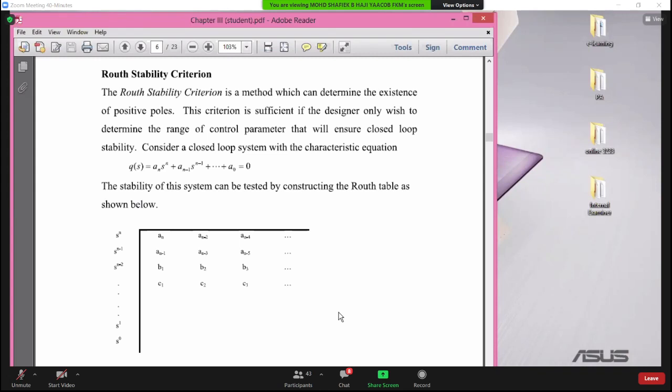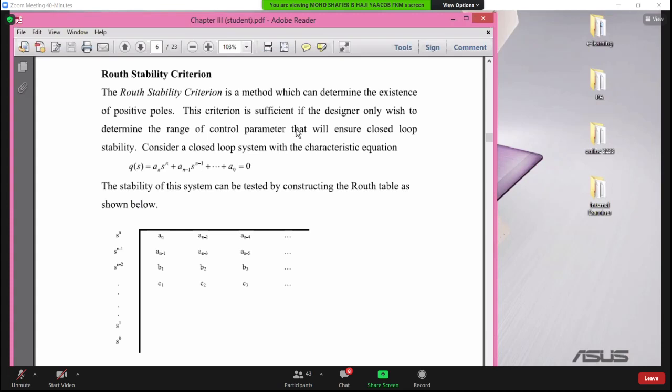It would be nice if we can determine whether the system is stable or not without having to compute the numerical value of the roots. There is a test that you can conduct to know whether there exists a positive root or not. It is known as the Routh stability criterion. The Routh stability criterion is a method that can determine the existence of a positive pole. That's all we need to know, whether there exists a positive pole or not.